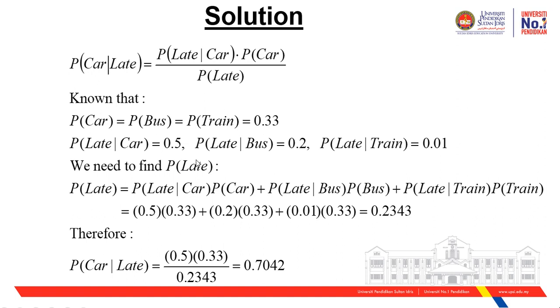And here, as I mentioned just now, we need to find P(late), the denominator. So this is the formula: P(late given car) P(car), plus P(late given bus) P(bus), plus P(late given train) P(train), and you get 0.2343. Then you substitute all these into the formula, and you get 0.7042. So how do we interpret this? In percent, you may say that there is a 70.42% chance that Bob was late if he traveled by car. On that day, if he traveled by car, the percentage is 70.42.